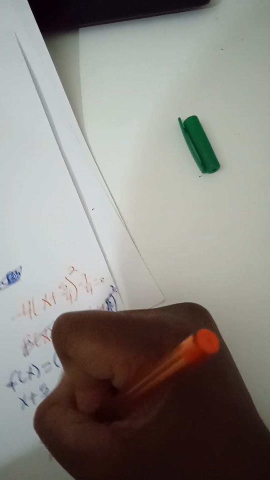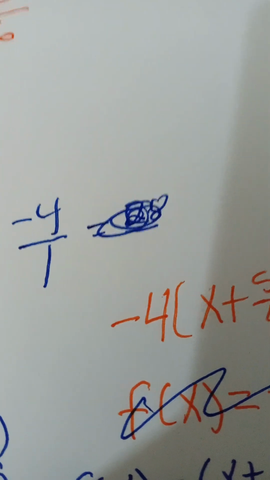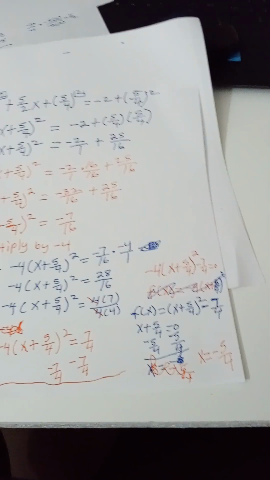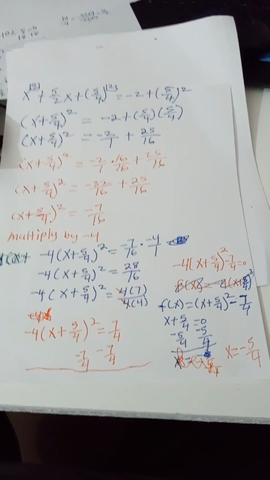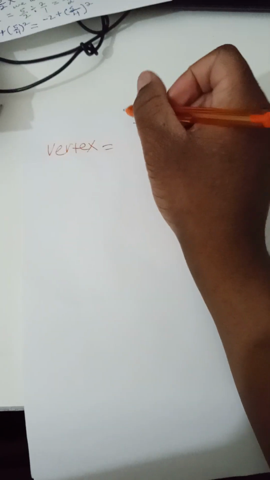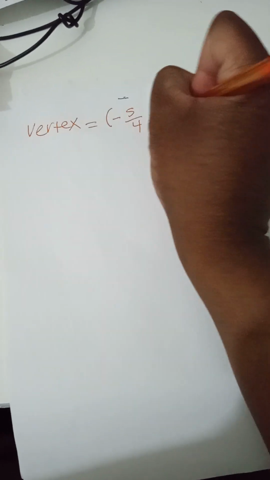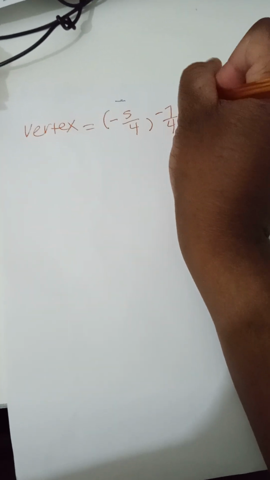Let's rewrite this again here. So x is equal to -5/4. And let's let this marinate here for a second. So our vertex, based on that, the vertex will equal -5/4, comma, -7/4.